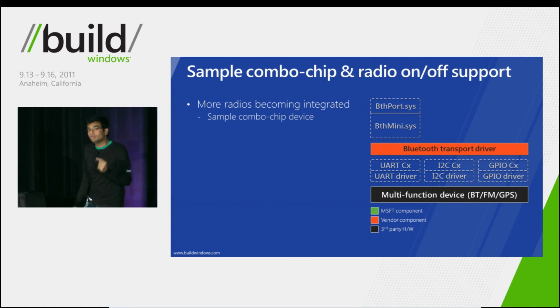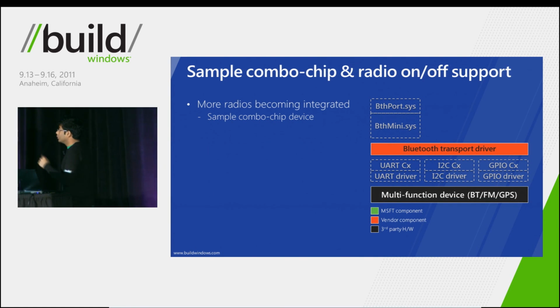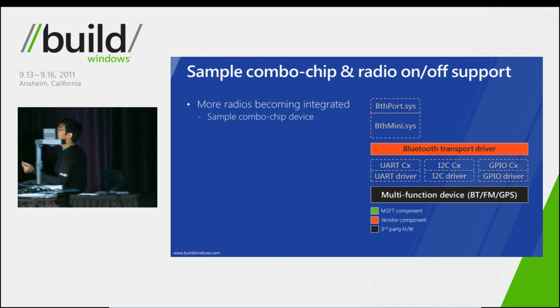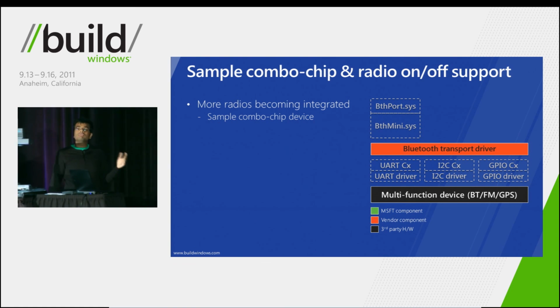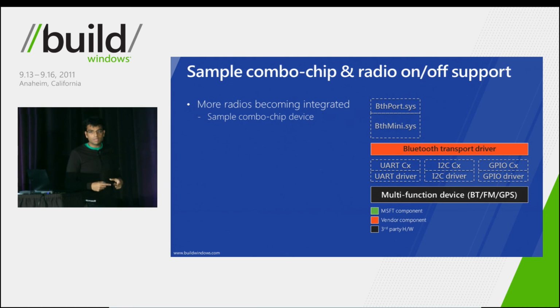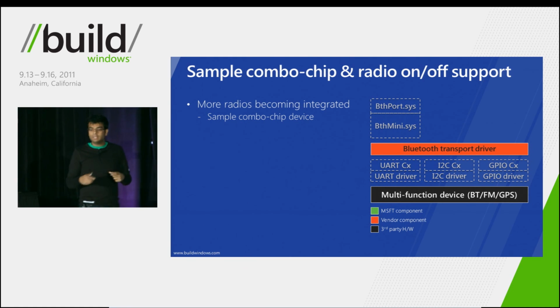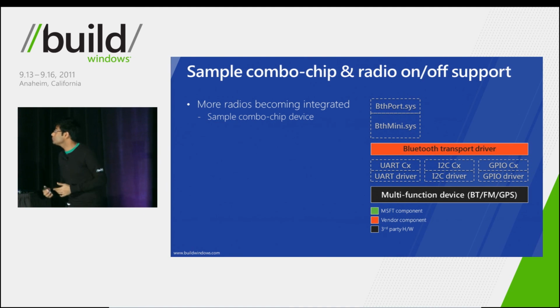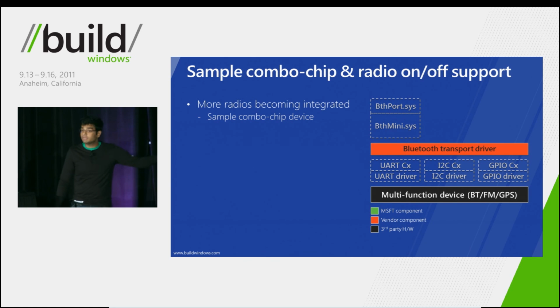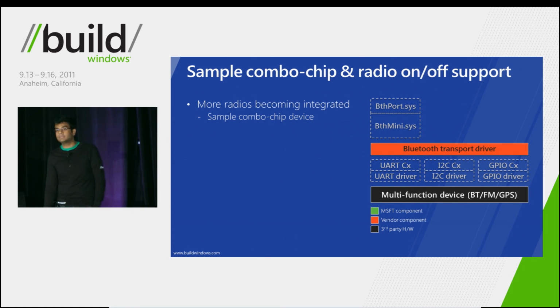So now, I mentioned earlier that we were going to go through this concept of combo chip support. We're starting to see more and more radios getting integrated onto the same die. More specifically, we're seeing that oftentimes Bluetooth, FM, and GPS are using and sharing the same transport. So now we have a multifunction device. It's a Bluetooth, FM, GPS device. Say it's still using the exact same transport, still the UART, I2C, and GPIO.